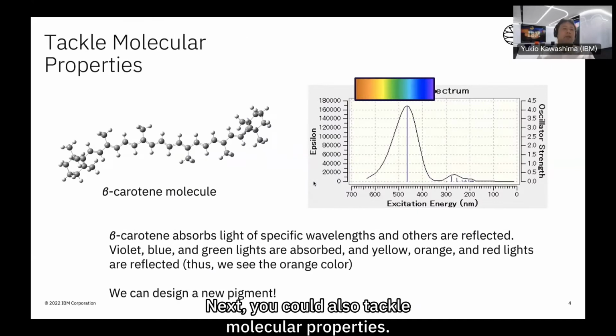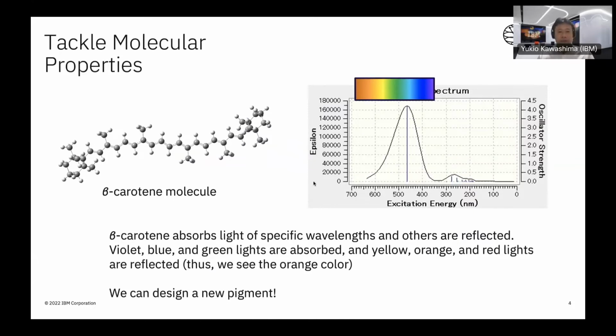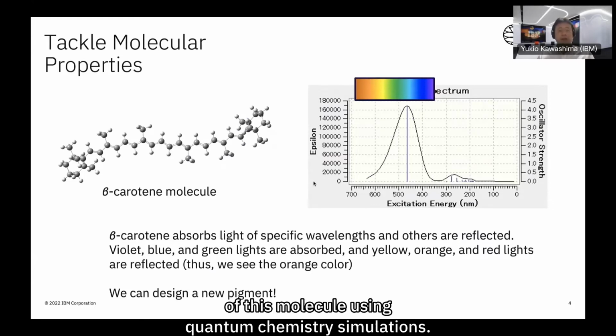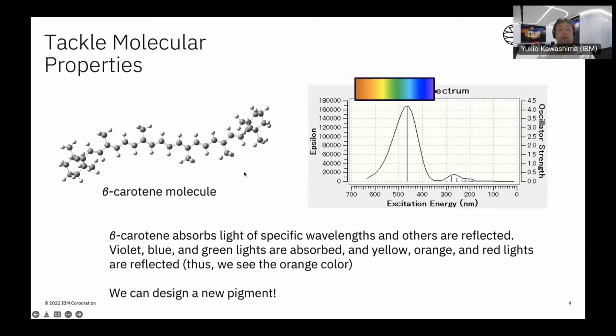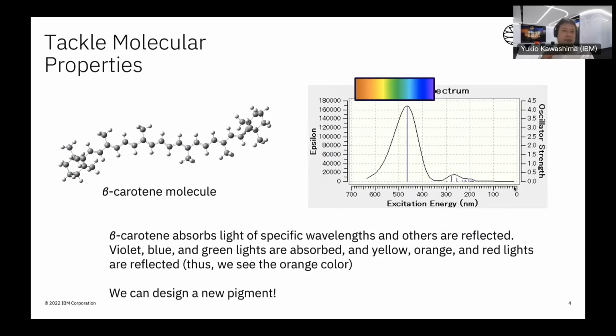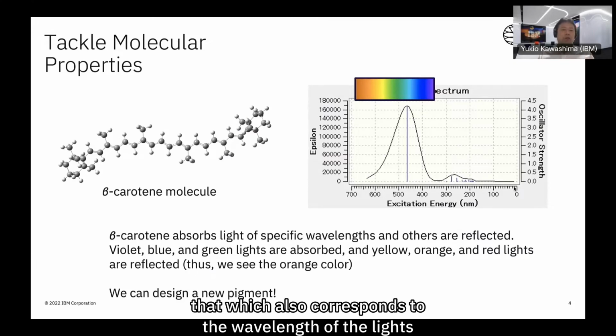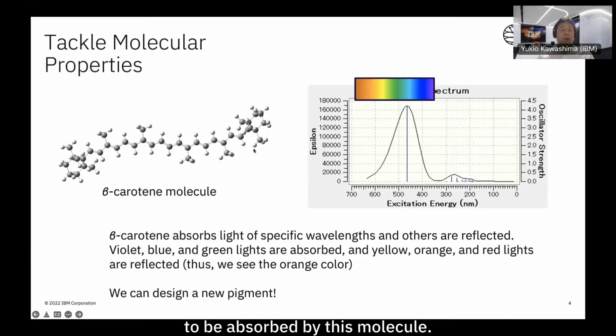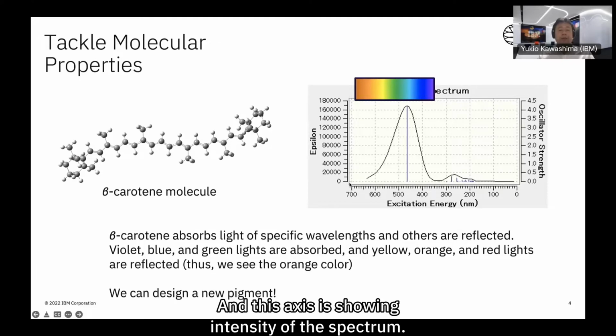Next, you could also tackle molecular properties. The molecule on your left is the beta-carotene molecule. And the figure on your right is the computed absorption spectra of this molecule using quantum chemistry simulations. This axis is showing the excitation energy, which is the energy gap between the ground state and the excited state, which also corresponds to the wavelength of the light to be absorbed by this molecule. And this axis is showing the intensity of the spectrum.